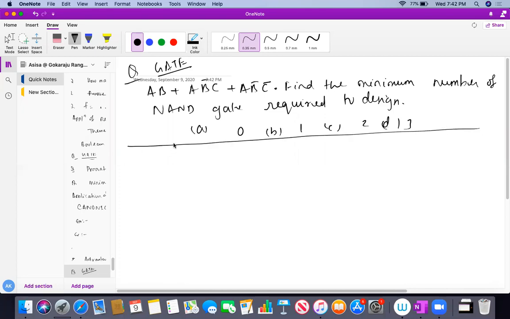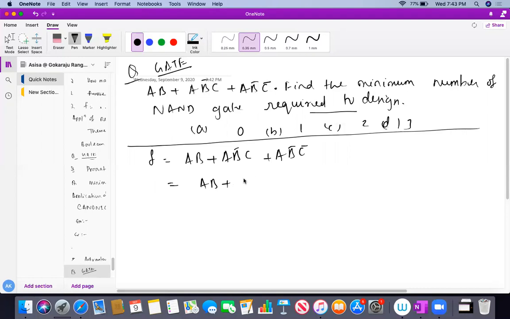We need to find the minimum number of NAND gates required to design this logic function. Nothing is given about applying Boolean algebra here, and you need to design it. Someone might start directly using NAND gates and work out how to implement AND using NAND gates, and they would end up with a lot of options. What you need to do, very simply, is start applying the Boolean algebra you have studied.